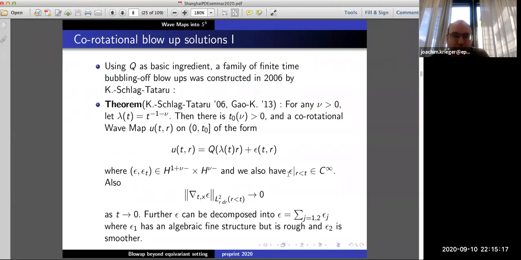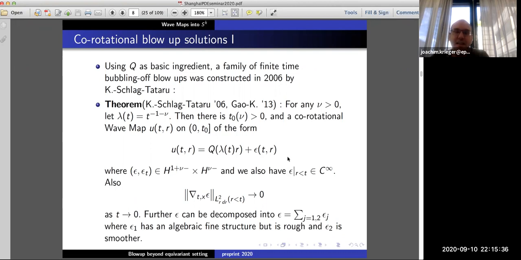So if you prescribe this scaling law, then for any such nu, you can, on a suitably small time interval, starting from 0 to t0, where 0 is the time of the singularity here, construct blow-up solutions of that form, Q, a rescaled ground state, plus a radiation term.